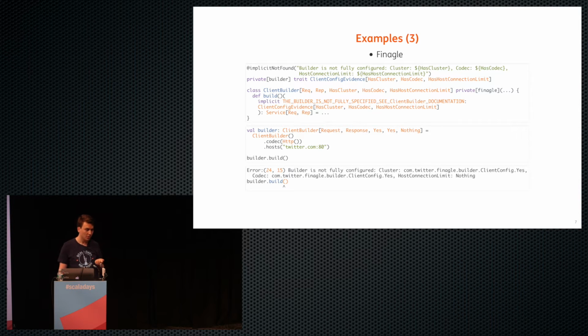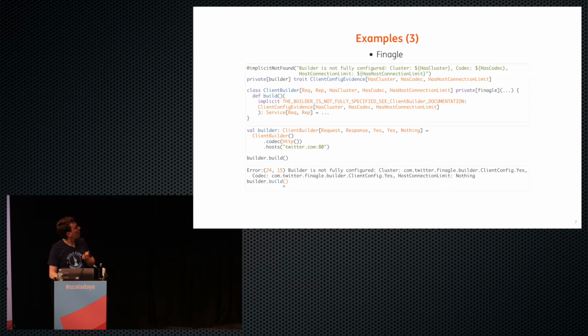Maybe a more involved example is this. Who of you knows Finagle? It's an RPC framework. And they provide this nice builder to build your client. So let's first look at the ClientBuilder here. We have some type parameters, HasCluster, HasCodec, HasHostConnectionLimit, and it contains some methods, and also the build method, which actually takes this implicit with this very long, weird name. But more important than the name is the type here.